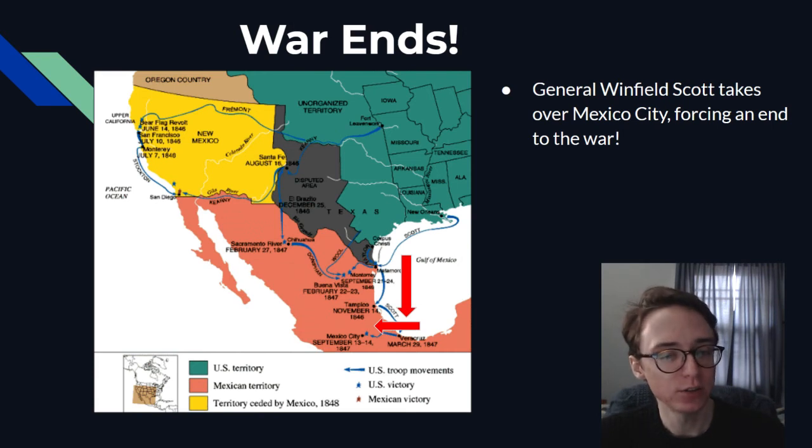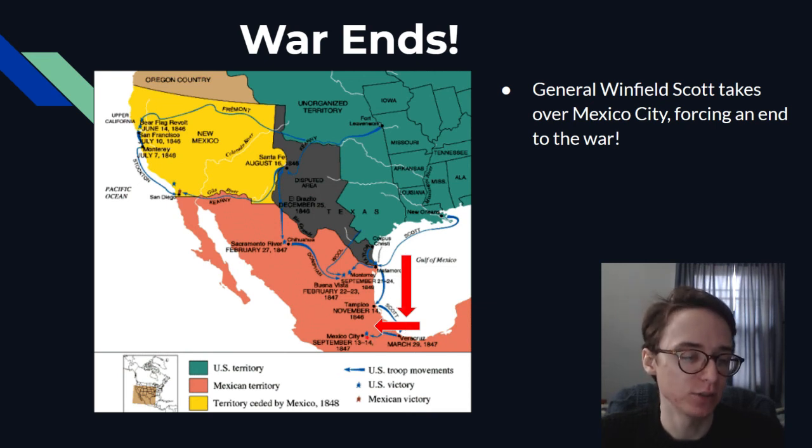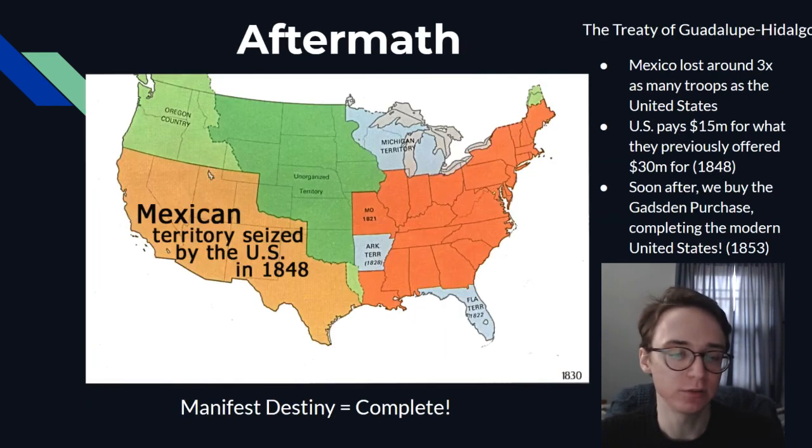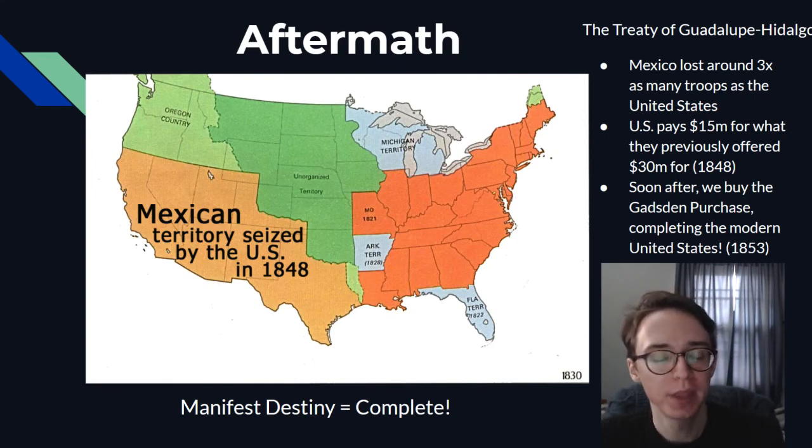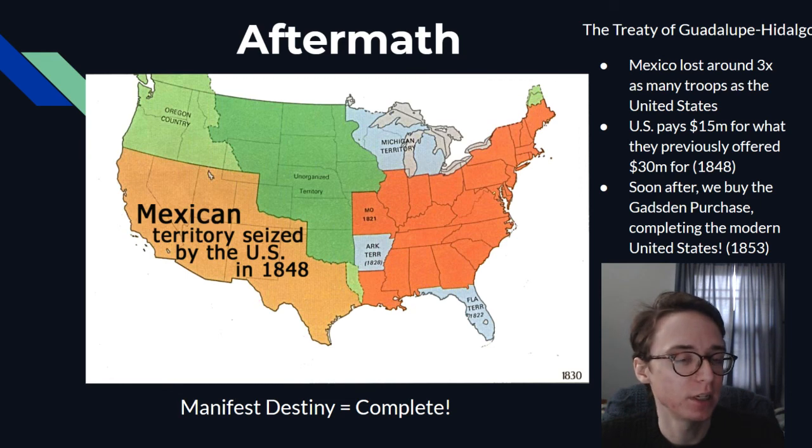Our war eventually ends because General Winfield Scott moves down and south into Veracruz and then into Mexico City, and once Mexico's lost Mexico City, the war is basically done for them. They sign a treaty because every war needs to end with a treaty, and the Treaty of Guadalupe Hidalgo concludes the war. We agree that the United States will pay $15 million for all of this land that originally we had offered $30 million for. And soon afterwards, we purchase the last little chunk of land in the Gadsden Purchase, which is in 1853, and that finishes out our entire continental United States.